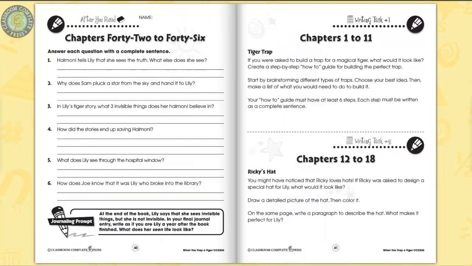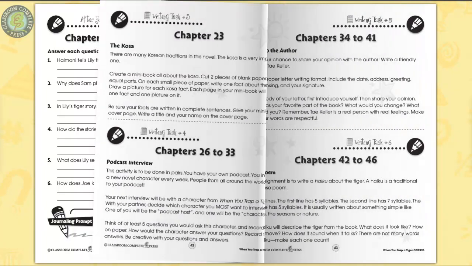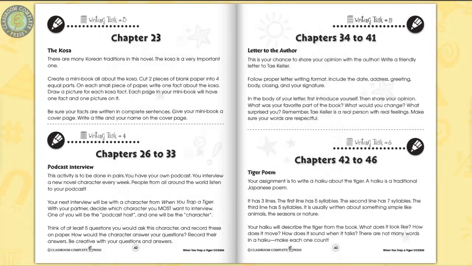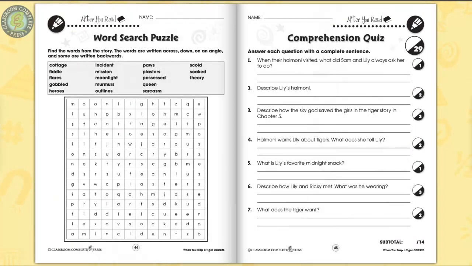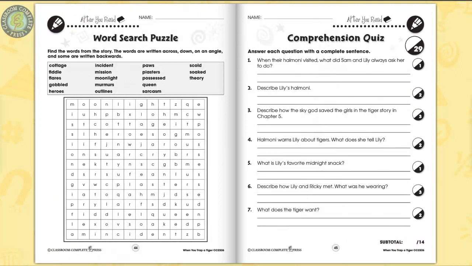6 additional writing tasks follow. Supplement an existing unit with in-depth writing tasks, such as creating a mini-book about the Korean tradition of the kosa. A word search puzzle and comprehension quiz ends the unit.